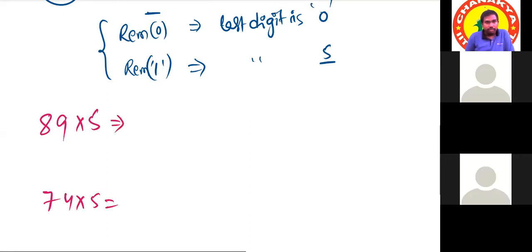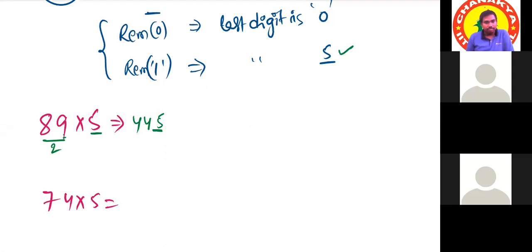First we'll do this. Instead of multiplying by 5, I'm telling divide by 2, right? 2 fours are 8, 4 times. 2 fours are again 8. What is the remainder here now? 1, sir. If 1 is the remainder, last digit will be 5. No need to do all that procedure.